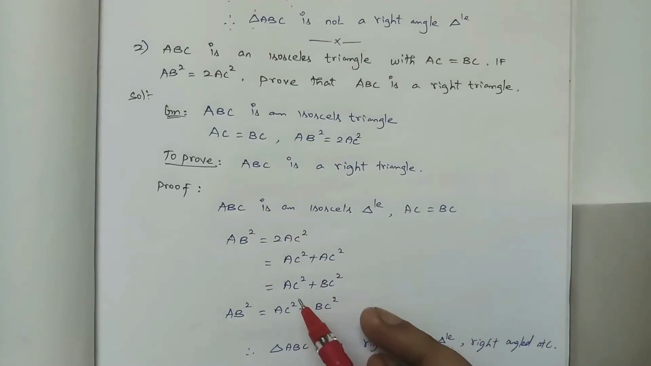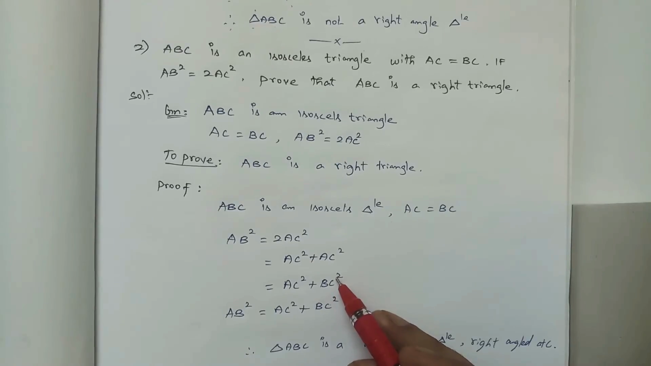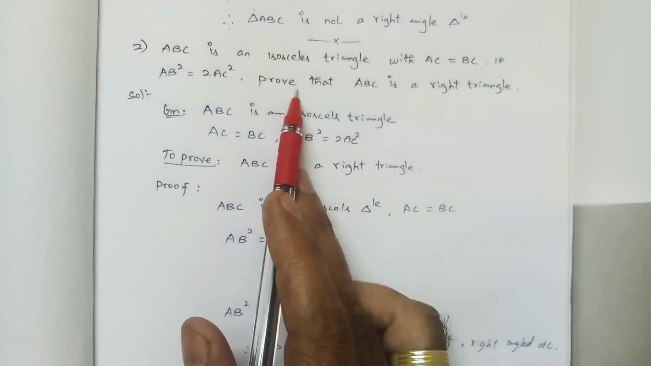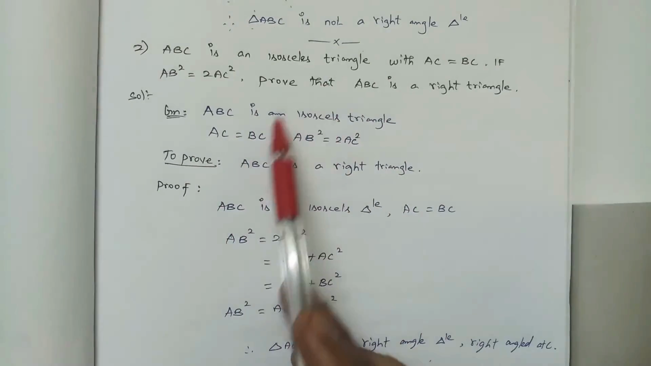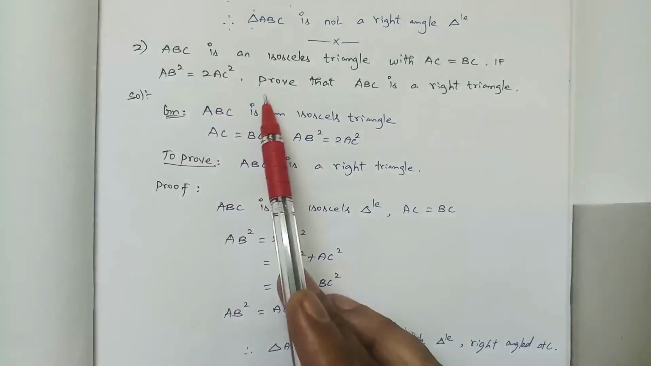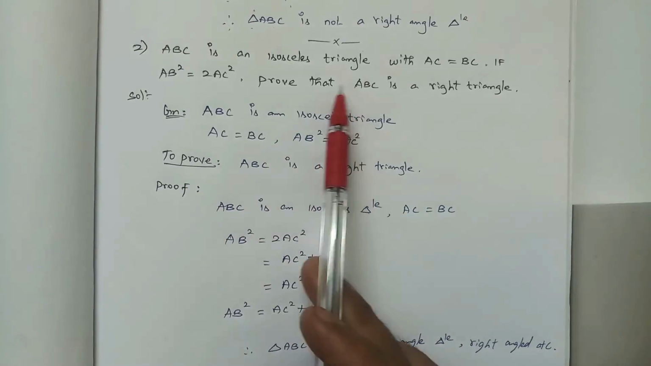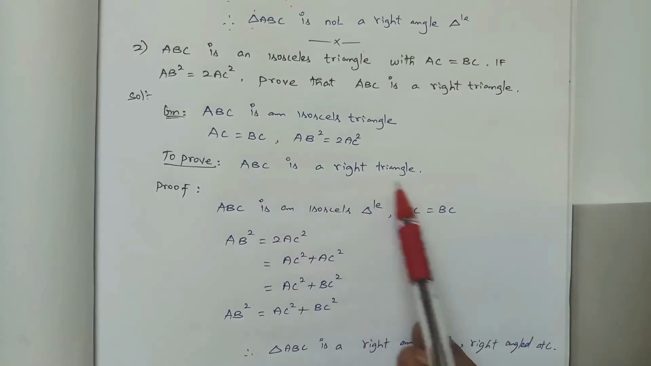A very simple question. One mark or 2 marks, right? No, 2 marks, because they ask you to prove that. So given ABC is an isosceles triangle with AC equal to BC, and AB square is equal to 2AC square, right? We want to prove that ABC is a right angle triangle.